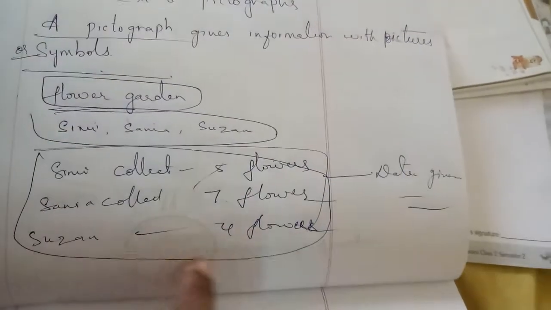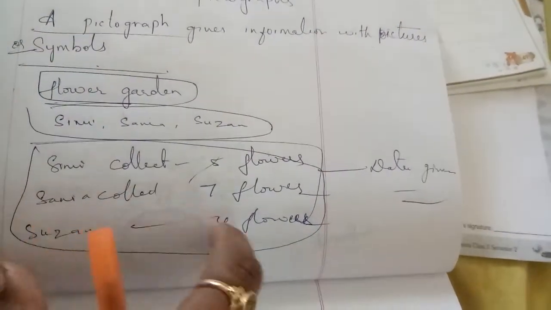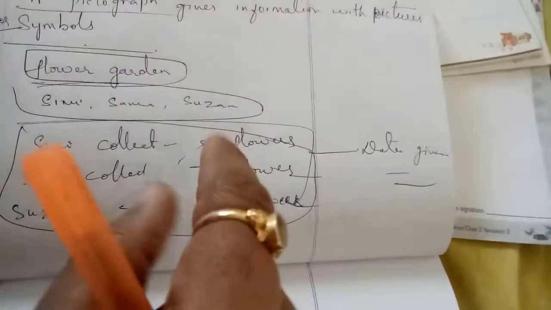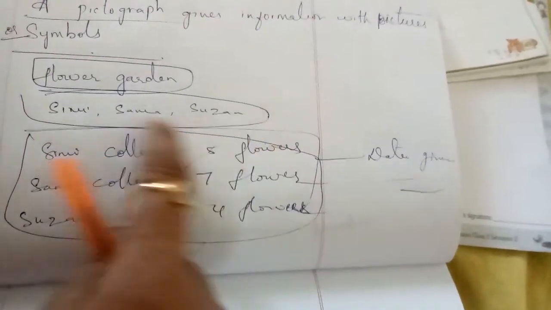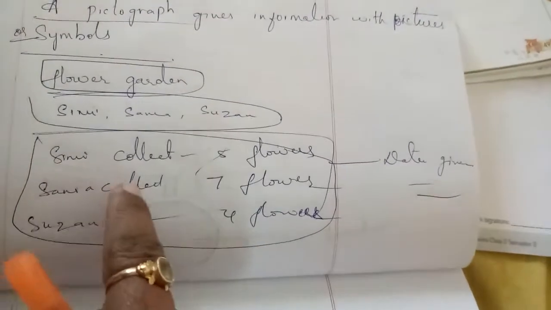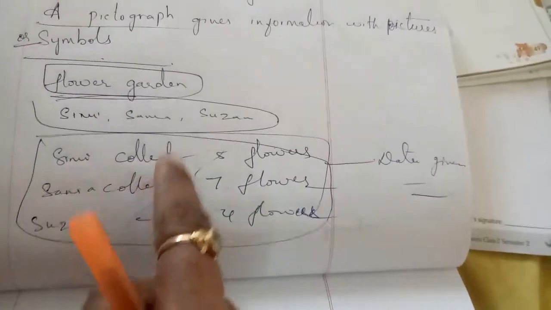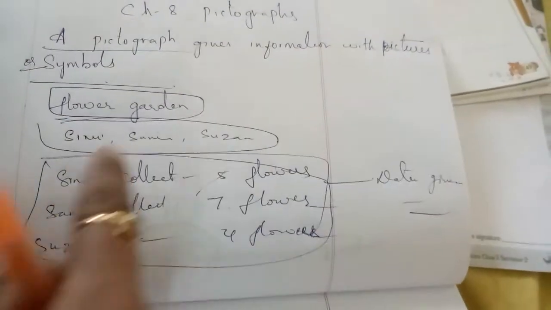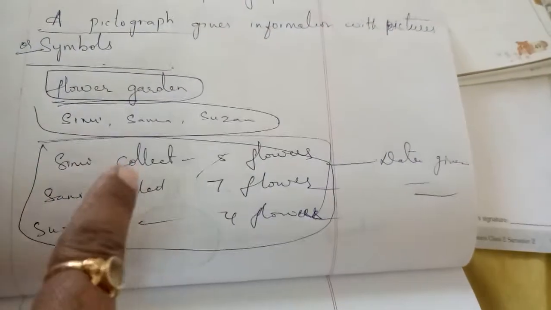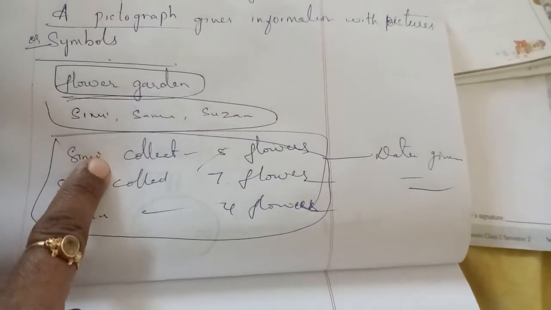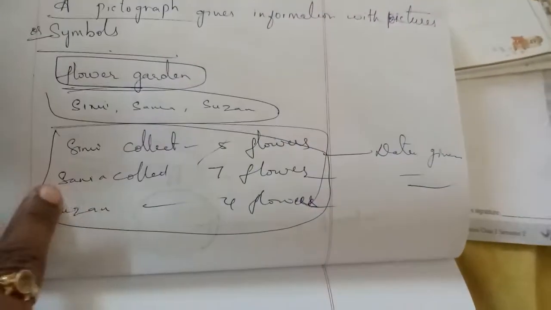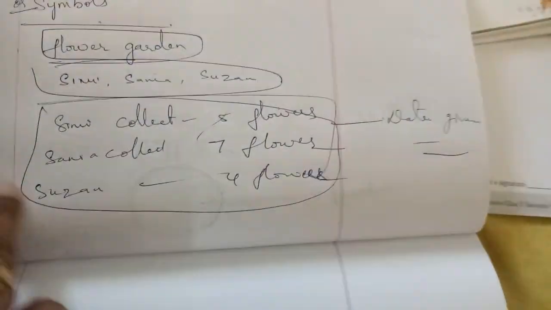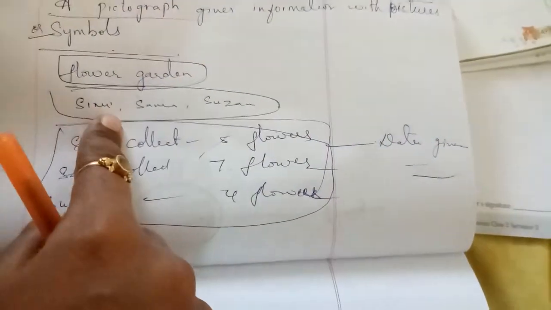When we write the number of different objects in a given group, it is called data. This is the data given by these 3 friends. One day they went to a flower garden to collect flowers, and they collected the flowers and gave us data. Simi collected 5 flowers. Sania collected 7 flowers. Suzanne collected 4 flowers.